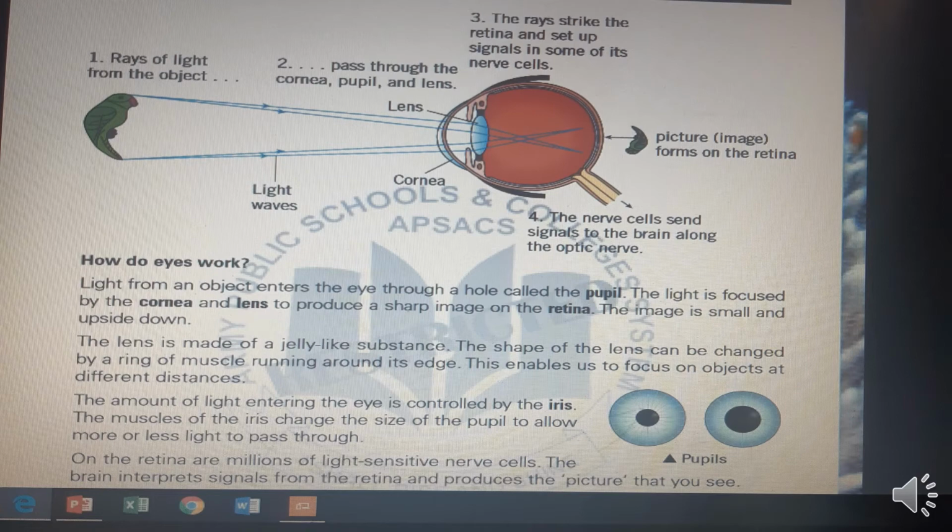You can see the diagram. The parrot in the diagram is small and upside down for microseconds. But with the passage of time, the nerve cells spontaneously send signals to the brain along the optic nerve and we will see the clear and actual sized image.